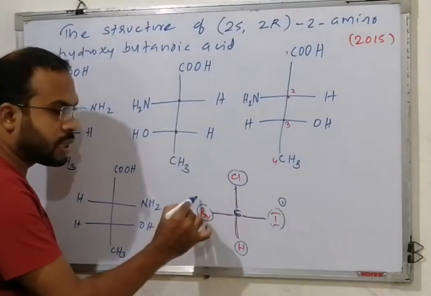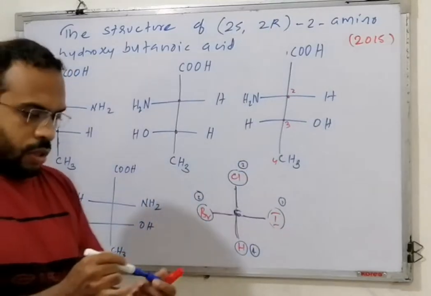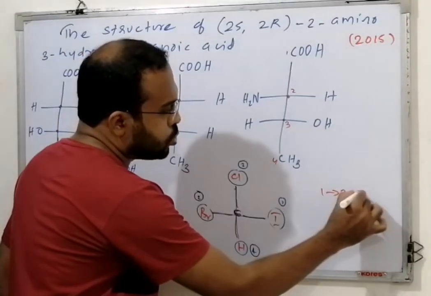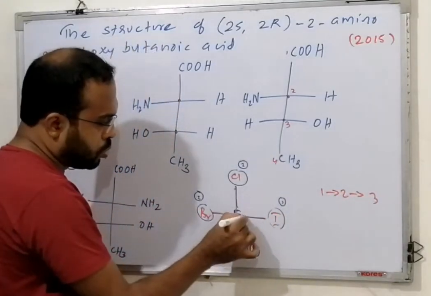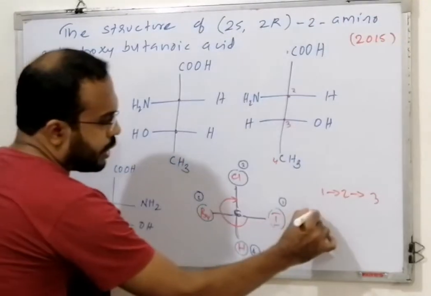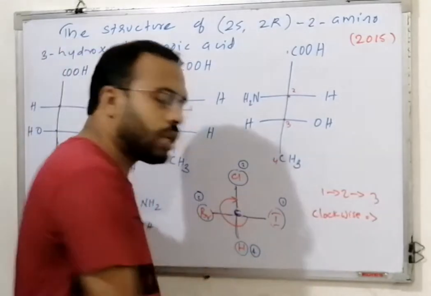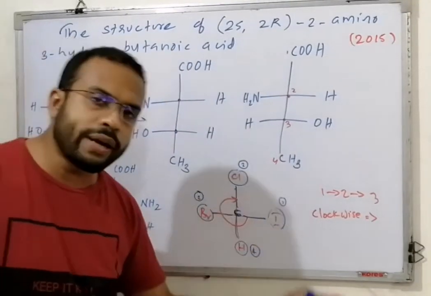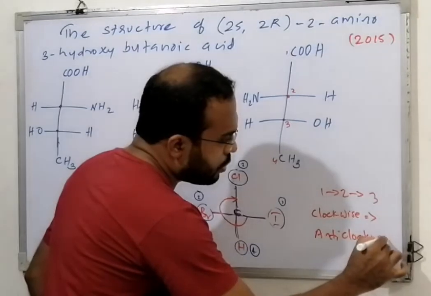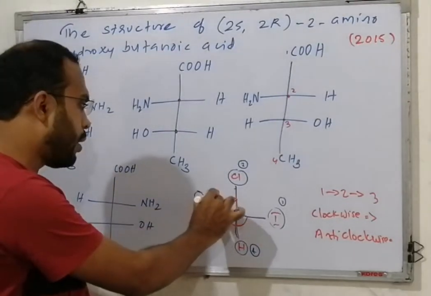Now, which has the second highest atomic number? Bromine, 2. Third, chlorine, and 4, hydrogen. Now, you just draw 1 to 2, 2 to 3. This one. Okay. Now, this is clockwise. If it is clockwise, R. If it is anticlockwise, S. Now, this is clockwise. It is R. I wrote here R.